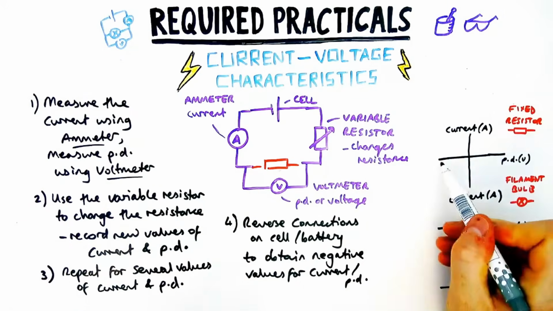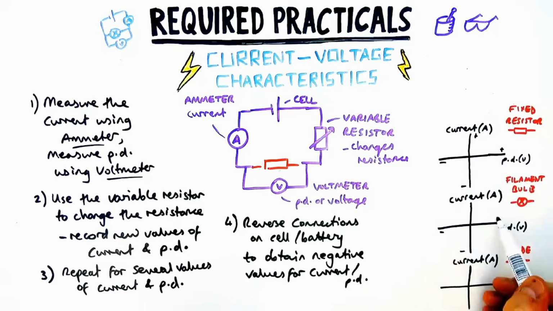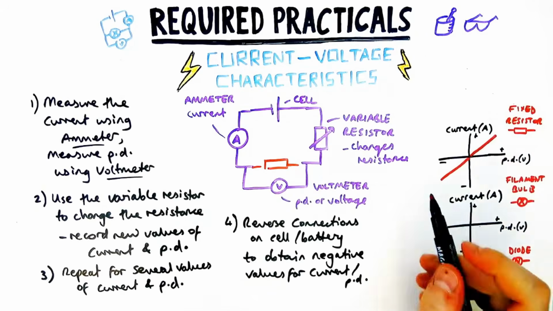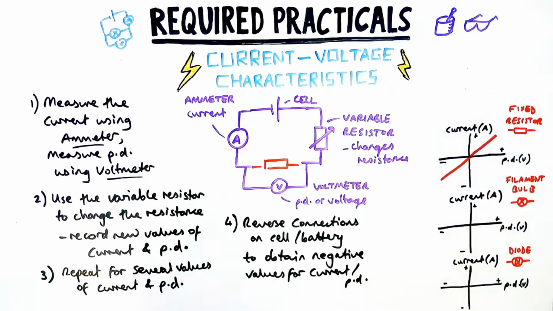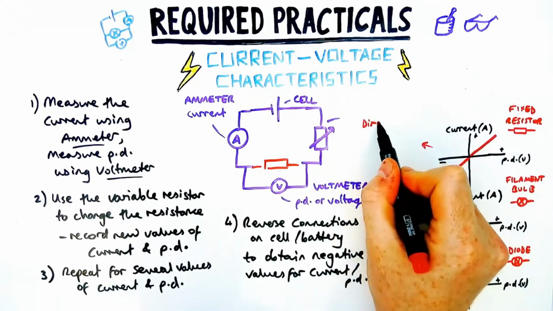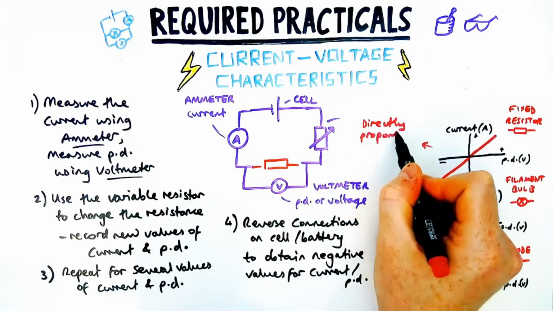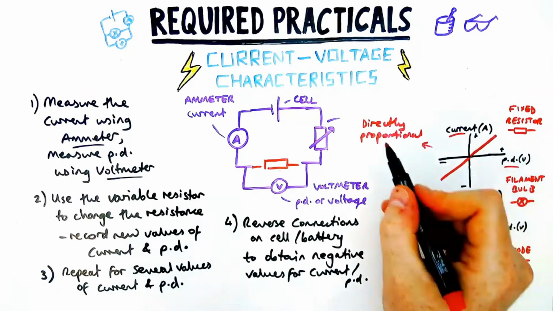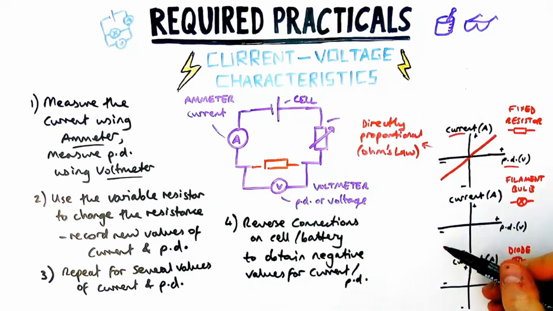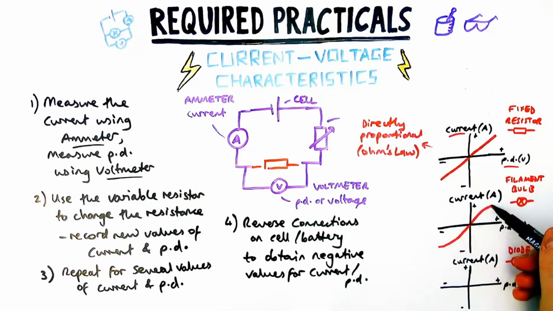Now, for a fixed resistor, the graph of PD and current is a straight line that goes straight through the origin. So the special name for that is directly proportional, a straight line through the origin. What that means is, if one variable, the PD, doubles, the other variable, the current, also doubles. This is what's known as Ohm's law, that voltage is proportional to current.